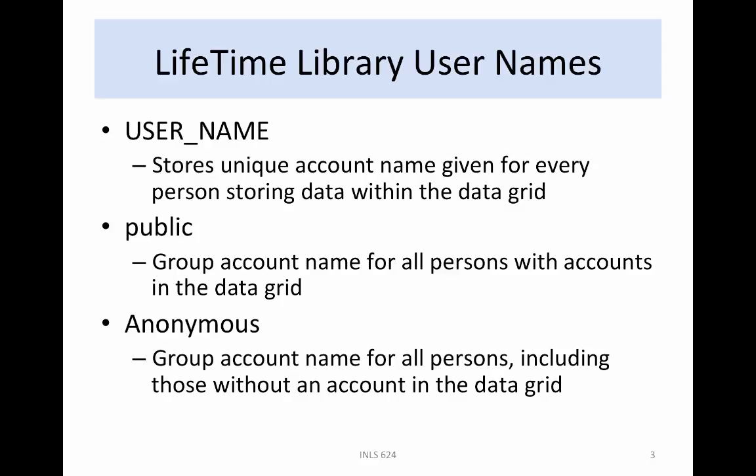There are two user group names that are always created in a data grid that are used to specify public groups. Public is the user group name that includes all persons who have an account in the data grid. If you want to grant access to all of the other registered accounts, you would grant access to a file for the public group. Anonymous is the user group name for persons who do not have an account in the data grid. If you want to give access to anyone in the world, you would grant access to a file for the anonymous group. Anonymous access read privilege is required to create a URL for a file.